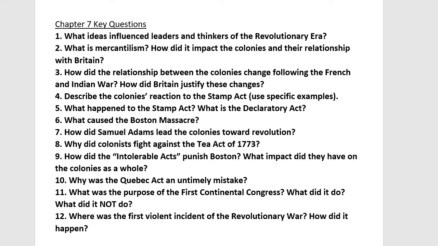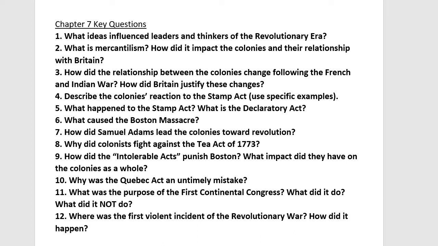What it did was say that if the king does not answer their grievances, and if the Parliament does not react in a meaningful way, then they will meet in 1 year from then, in 1775. It is the Second Continental Congress that meets that will eventually declare independence, so that is, I guess you could say, fairly significant. Number 12, where was the first violent incident of the Revolutionary War? How did it happen? Well, it happens in Lexington.